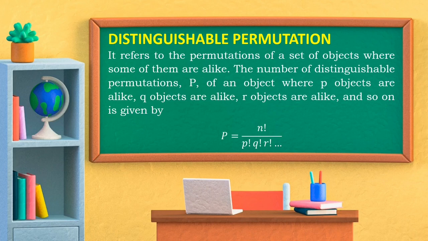Let us now proceed to the second kind of permutation. We have here the distinguishable permutation. It refers to the permutations of a set of objects where some of them are alike. The number of distinguishable permutations of n objects where p objects are alike, q objects are alike, r objects are alike, and so on is given by P equals n factorial over p factorial times q factorial times r factorial, and so on and so forth. Again, n here is the total number of objects.